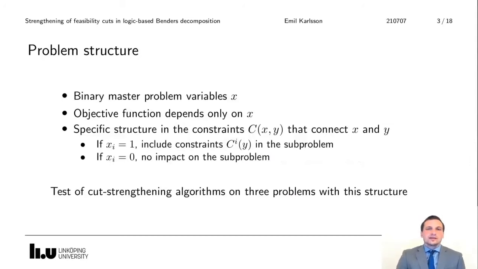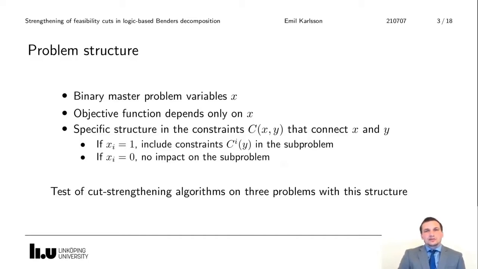Typically, when you want to apply some sort of decomposition approach, you have some problem structure that you want to take advantage of or exploit. So also in this case. The problem structure that we assume is that the master problem variables are binary. We assume that the objective function only depends on x. And finally, we assume a specific structure between the connection of the master problem variables and the subproblem variables, what is denoted as C(x, y) in the logic-based Benders framework shown earlier.